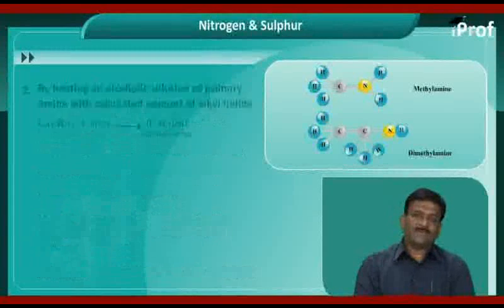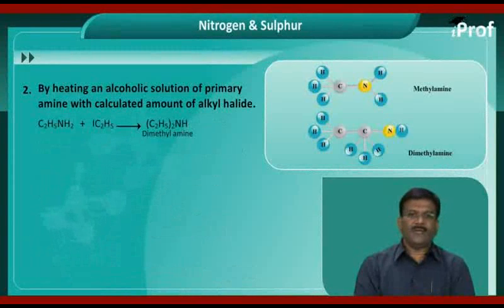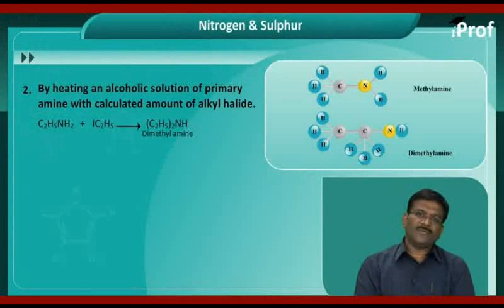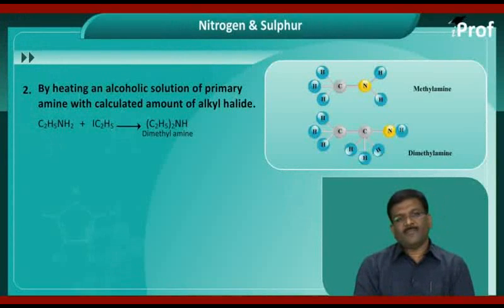The next method is by heating an alcoholic solution of primary amine with calculated amount of alkyl halides. The reaction is C2H5NH2 plus IC2H5, it gives diethylamine.